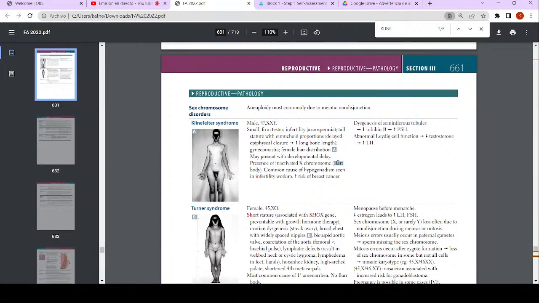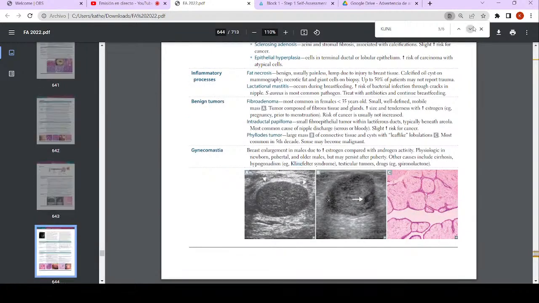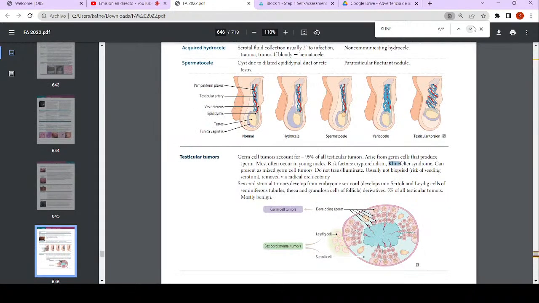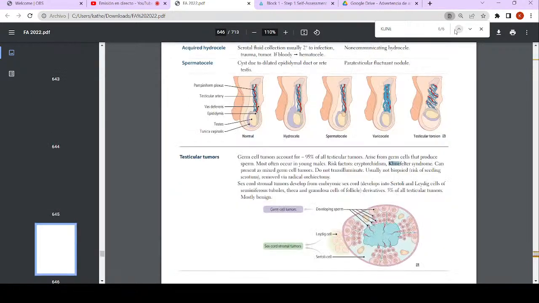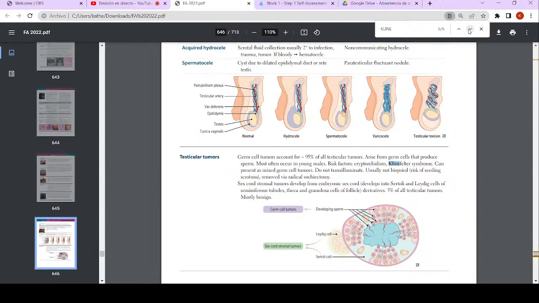The Barr body is questionable, because there's no Barr body in Turner. Turner, SHOX gene, important too. Azoospermia: if they ask you about infertility, they will ask you about azoospermia. What you look for in Klinefelter is azoospermia. As I told you, eunuchoid proportions. Actually, you can see here Klinefelter syndrome, for testicular tumors, for germ cell tumors.